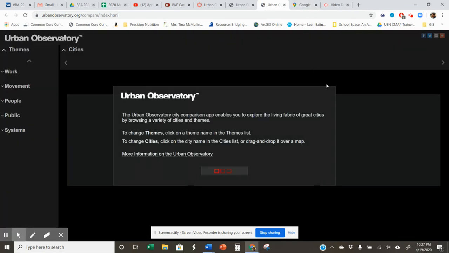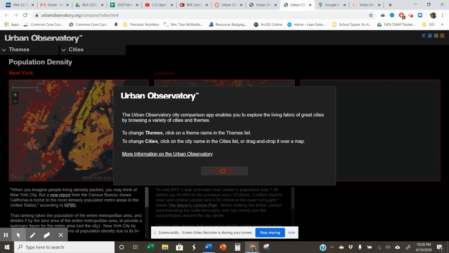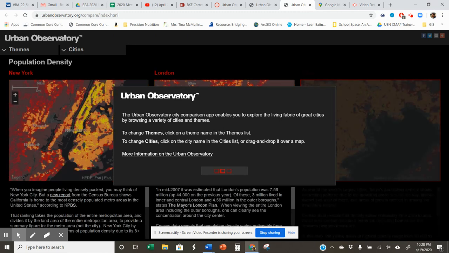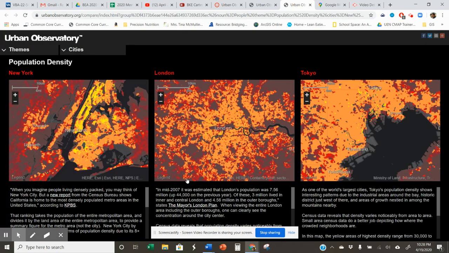And this is an app that's maintained or created by Esri. Those are our GIS friends. And it allows you to compare different kinds of data in different cities around the world. It's really pretty cool. It does take just a minute sometimes. And then after it's loaded, it will say start comparing.